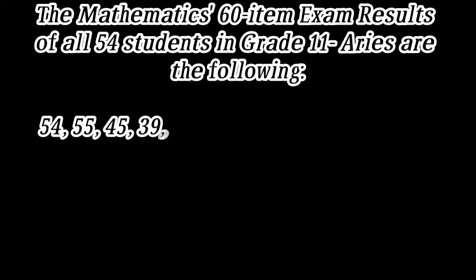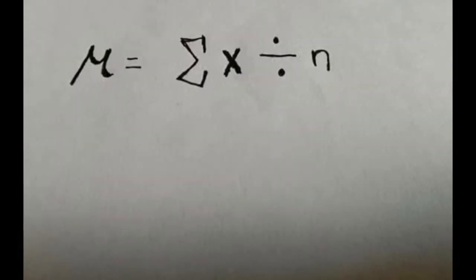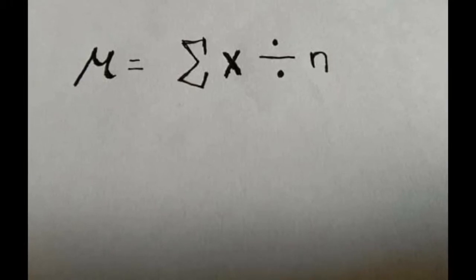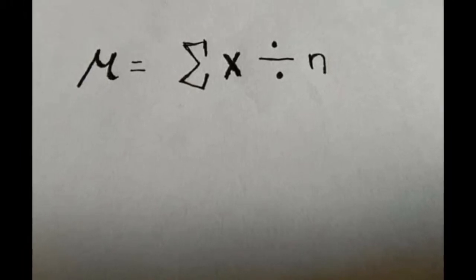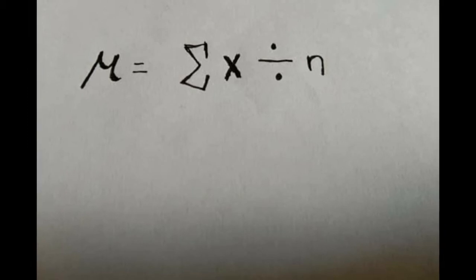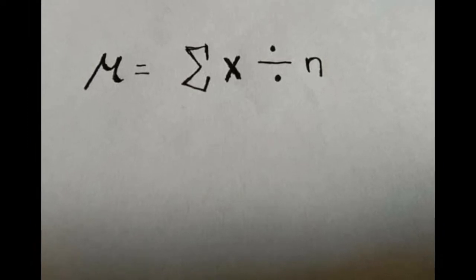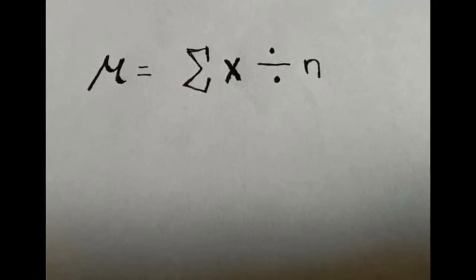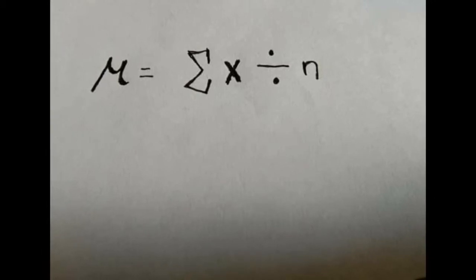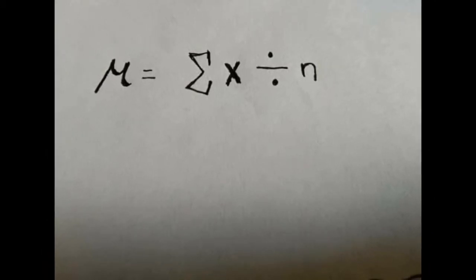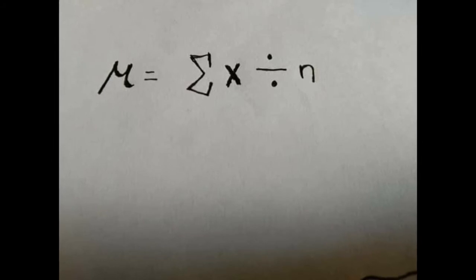In getting the population mean, you will only add all the results, and after getting the sum, you will divide it by the number of students. If you add all those numbers, the answer is 2,563. Then divide it by 54 since there are 54 students in section ARIS, and the answer is 47.46. That is the population mean of the scores in section ARIS in the mathematics exam. That's it for population mean.